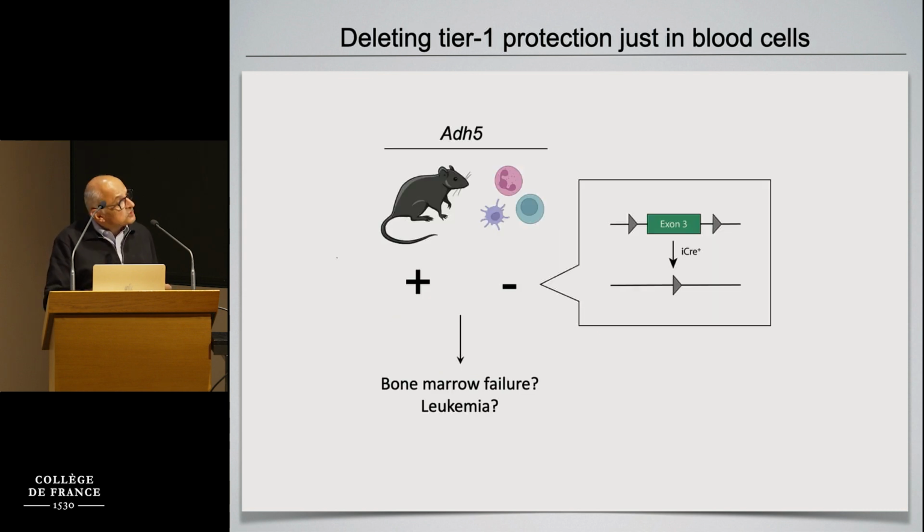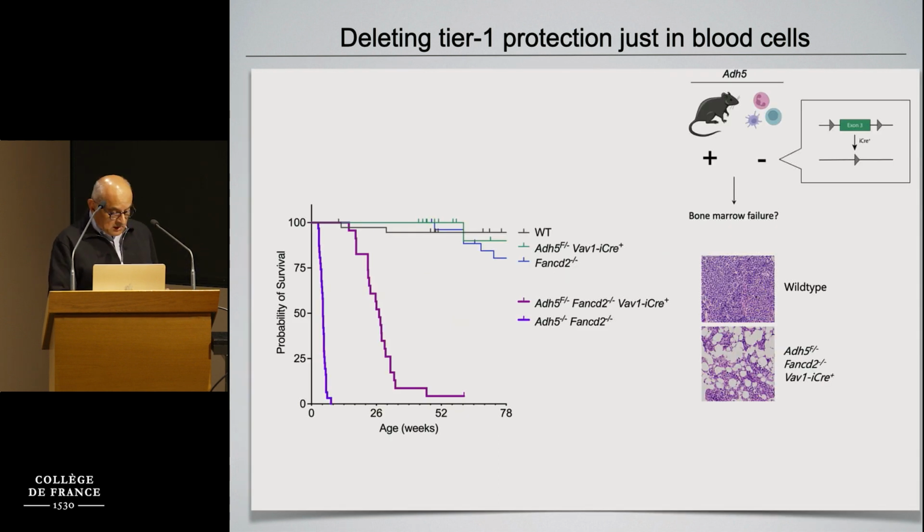So what we did was we made a very fancy knockout mouse where we conditionally only delete the formaldehyde clearing enzyme in the blood compartment, okay? And the rest of the mouse is formaldehyde clearance proficient. And of course, to see the phenotype, you have to also take away the DNA repair side of this equation. So we get an interesting result here.